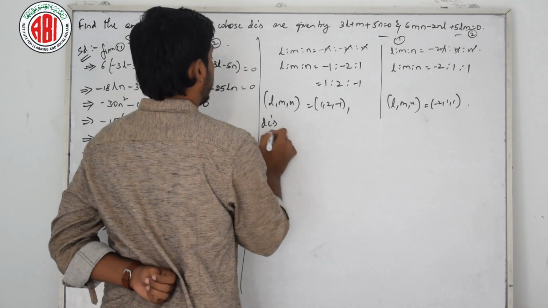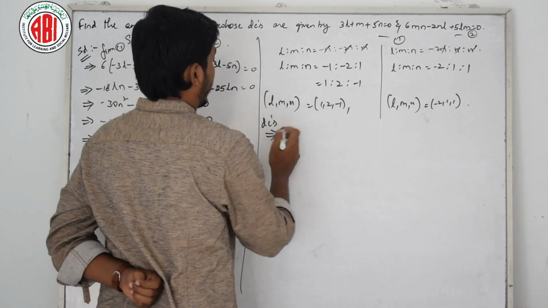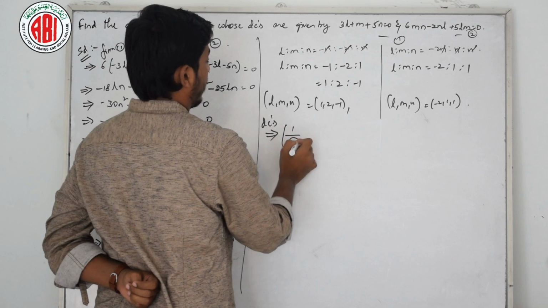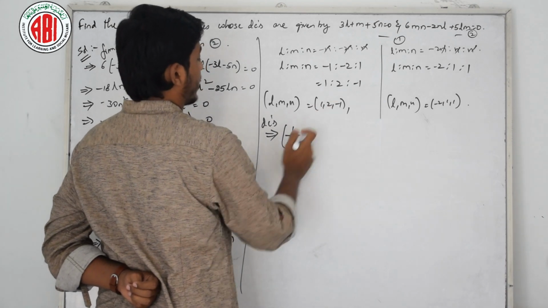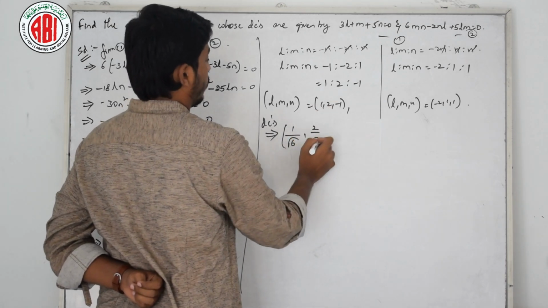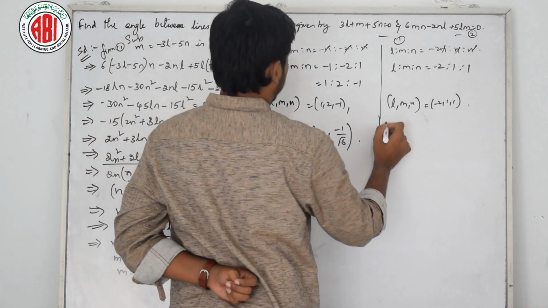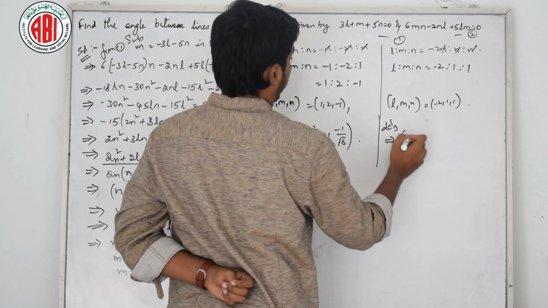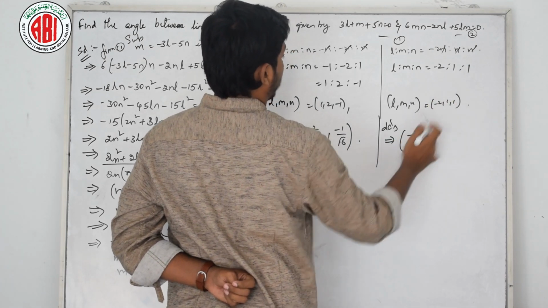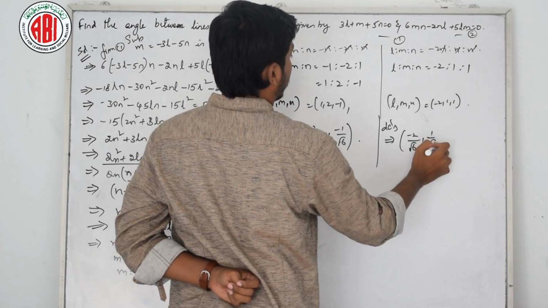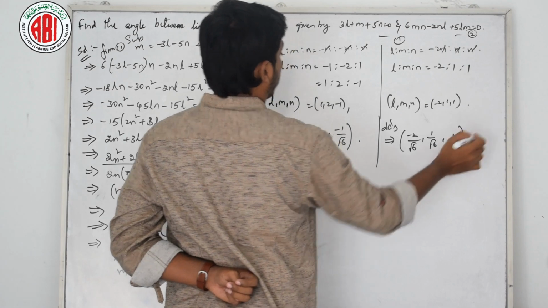Therefore, DCs are, what are they? 1 by root 1 plus 4 plus 1, that is root 6, 2 by root 6, minus 1 by root 6. Here DCs are minus 2 by root 4 plus 1 plus 1, that is root 6, 1 by root 6, 1 by root 6.